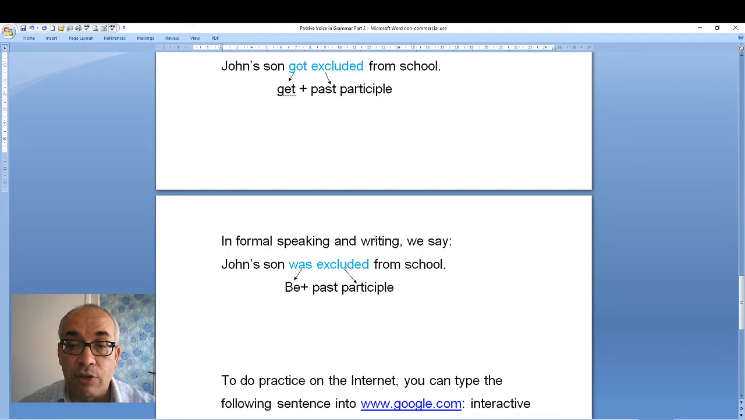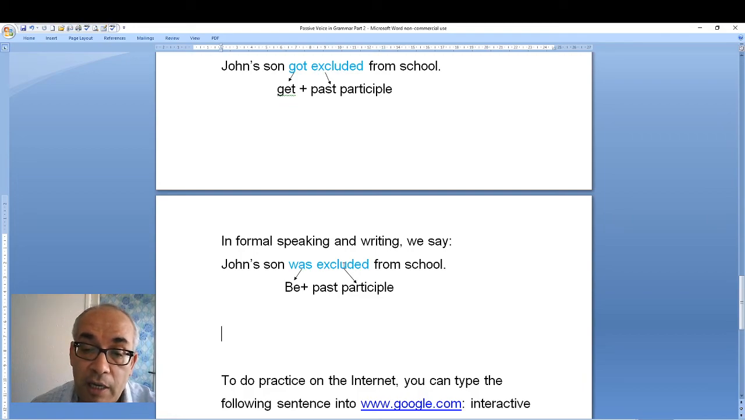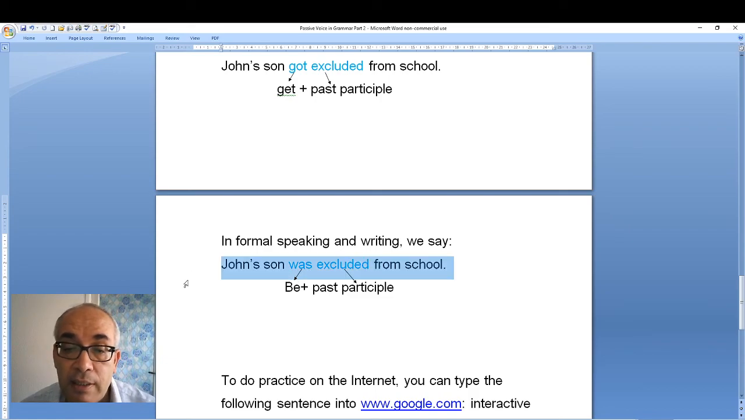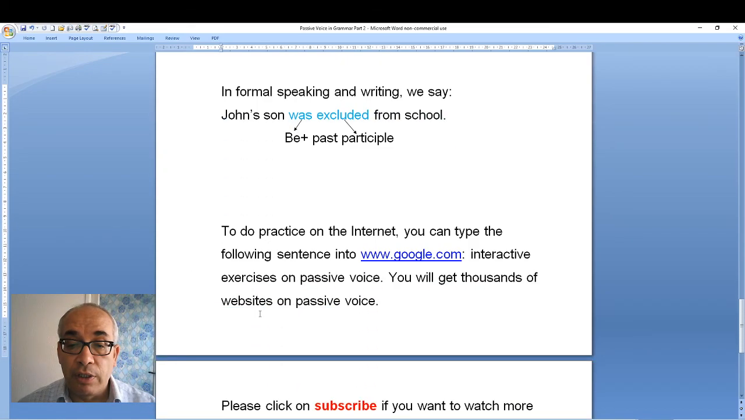But in formal speaking and writing, we have to say John's son was excluded from school. So was excluded is passive voice. Was is be. Excluded is past participle of exclude. Was is verb to be. Excluded is past participle of the verb to exclude. And was excluded is passive voice. I repeat, be, was, is past of be. Excluded is the past participle of the verb exclude. So we have got be, PP, it means this is passive voice. And this sentence is formal speaking or writing.